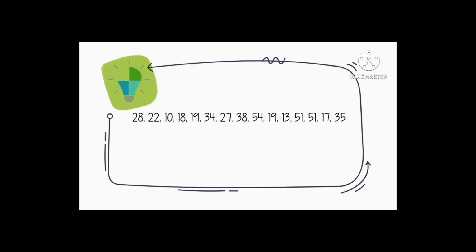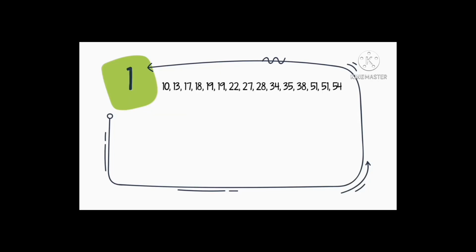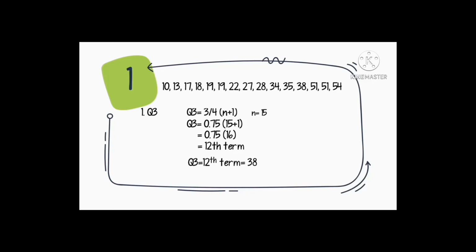After that, I organized the scores in ascending order. Then I solved the following. The first one is finding the 3rd quartile in my set of scores. We will use this formula to solve it. 3rd quartile is equal to 3/4 times (n plus 1). 3/4 in decimal is equivalent to 0.75. Then we will substitute the value of n, the number of scores that we have, which is 15. 15 plus 1 is equal to 16. 16 times 0.75 equals 12. The 12th term in our set of scores is 38. So our 3rd quartile is 38.